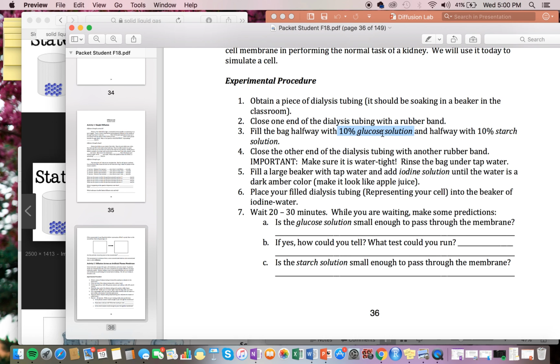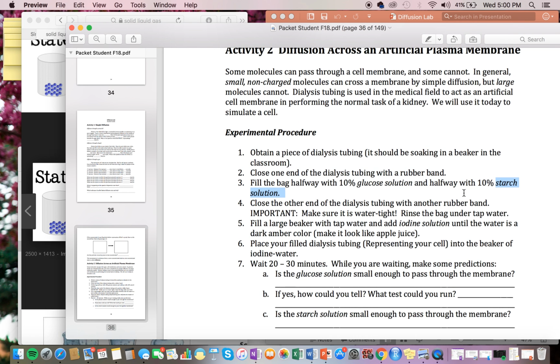It is a monosaccharide, meaning it's just one little particle and has no other extra molecular bonds. It's not bonded to another molecule, if that makes sense. Whereas starch is a bunch of glucose molecules bonded together. And we also put in starch as well, 10% starch solution. So we have these tiny molecules and these bigger molecules. And which one do you think is going to be more likely to come out of the semi-permeable membrane?